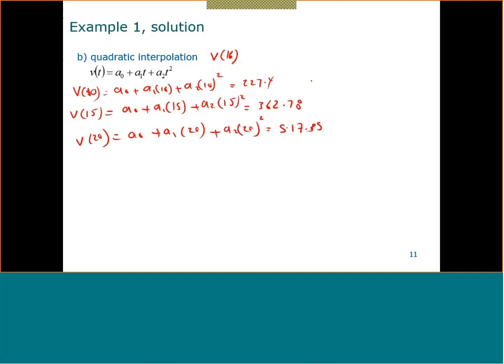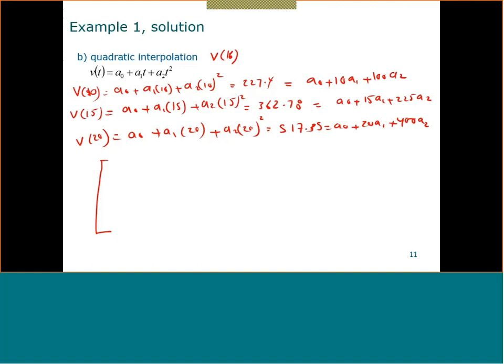Now you can just do the calculation. So A0 plus 10 A1 plus 100 A2, and A0 plus 15 A1 plus 225 A2, and A0 plus 20 A1 plus 400 A2. Now we are ready. We need to put the equations in the Gauss elimination. This is not easy to solve without the Gauss elimination. From here we start with the Gauss elimination.